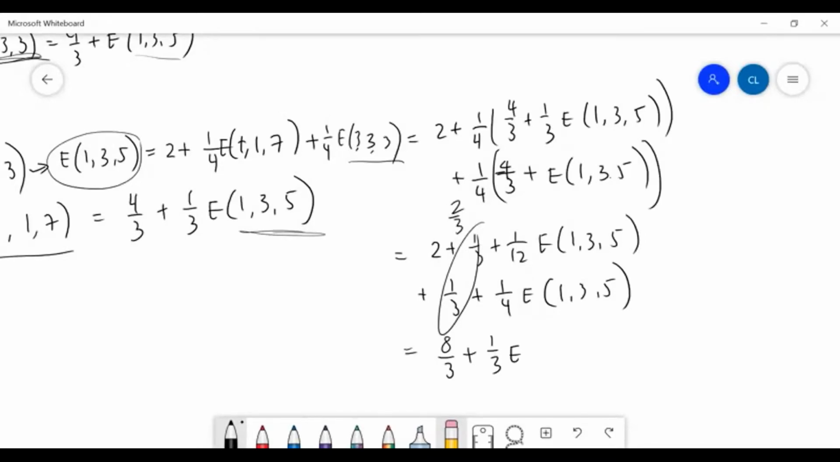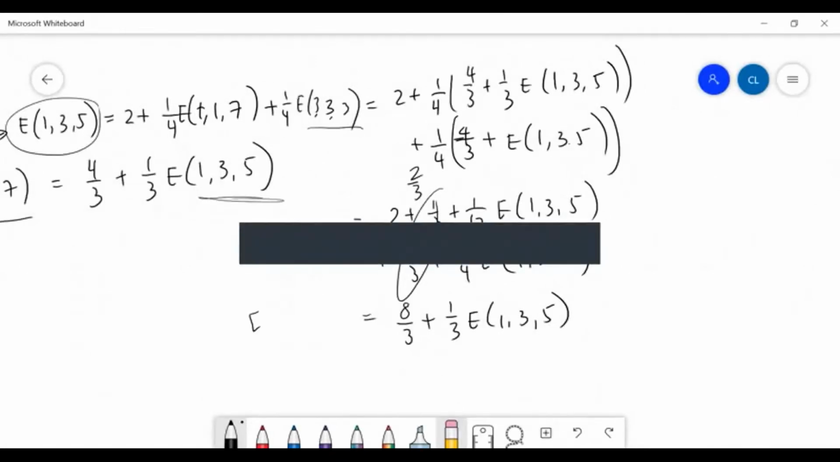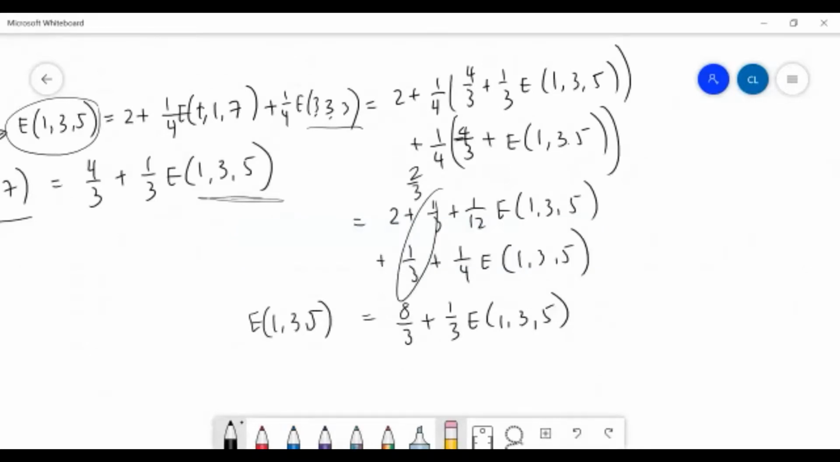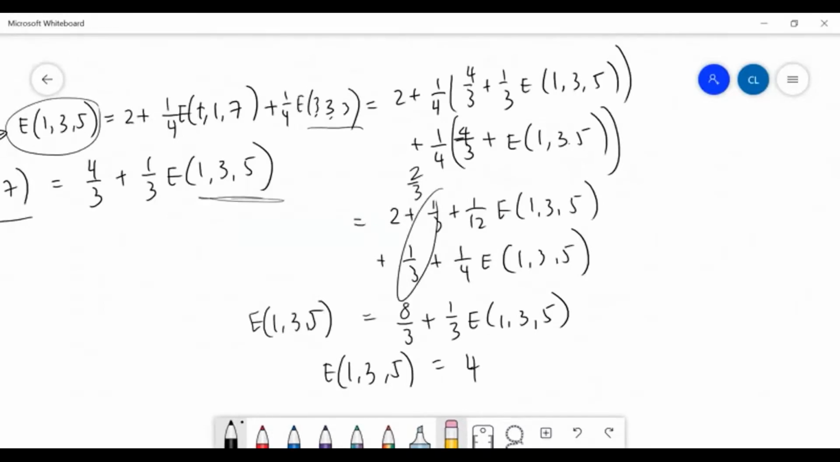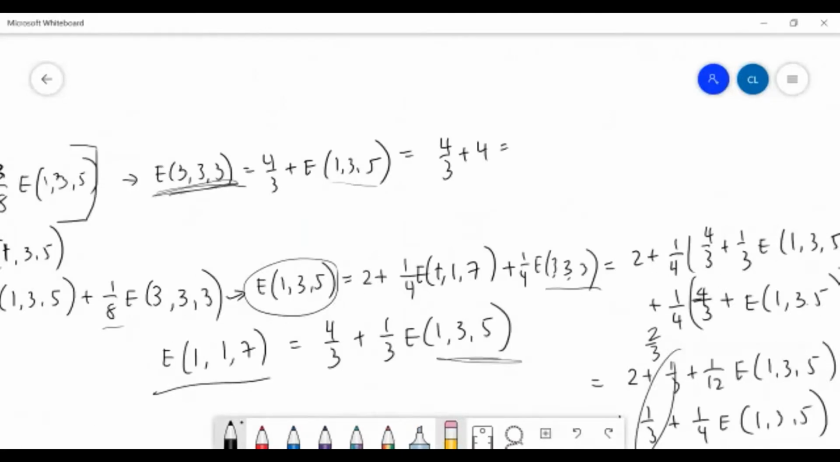I hope that's right. And remember this was 5, so you get that E135 is 4. Yes. And then we just plug that into the first equation, plus 4 is equal to 16/3, and the answer is 0.19.